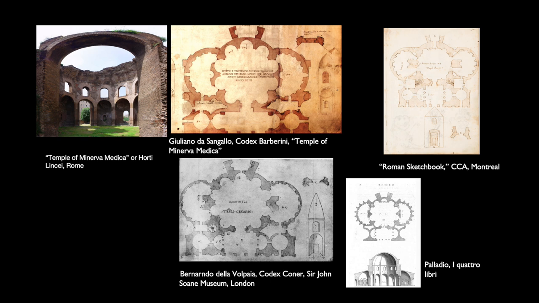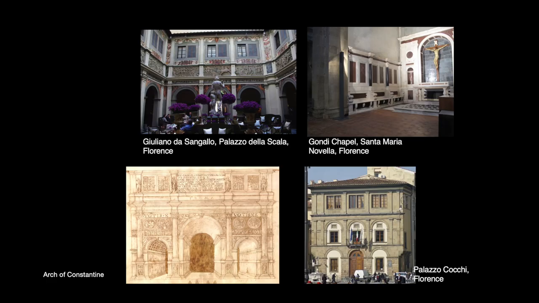The other part, as I said, wasn't an emphasis of the book, but I did talk about how he marked certain monuments as potentially canonical, and then they were copied and became canonical. One example is this building that you see if you take the train into Rome from Florence, the Temple of Minerva Medica. He draws it here, and it seems to be copied by Bernardo della Volpaia in the CCA Roman sketchbook, which you may know well, Mariana, and then it even makes its way to Palladio. I'm not saying this is the exact route, but somehow he draws it and it's copied and circulated.